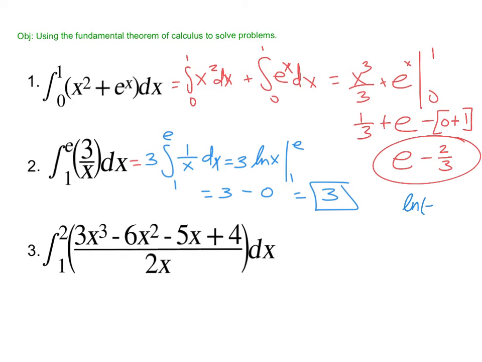Right? Ln of e is 1. Ln of 1 is 0. Those are things you should know. All right, now this next one's a little tricky. It has come up before, though. So what do we think we should do here?